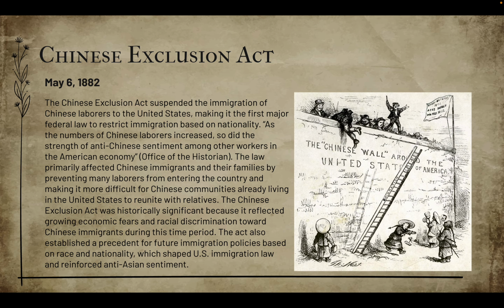For the second time period, I chose the Chinese Exclusion Act of 1882. This law suspended the immigration of Chinese laborers and was the first major federal immigration law to restrict immigration based on nationality. It particularly affected Chinese workers and families, including families that were separated or unable to reunite in the United States. I chose this event because it shows how racial prejudice and economic concerns could directly influence immigration policy.